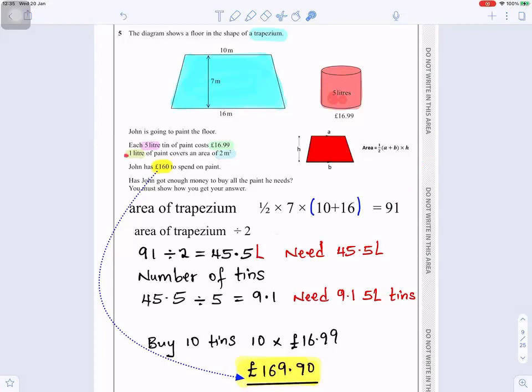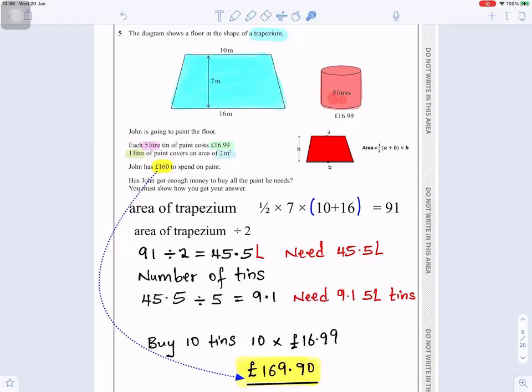Now we know that 1 liter of paint covers 2 meters squared. So we want to divide by 2 to get our number of liters. So 91 divided by 2 is 45.5 liters. So we need 45.5 liters.